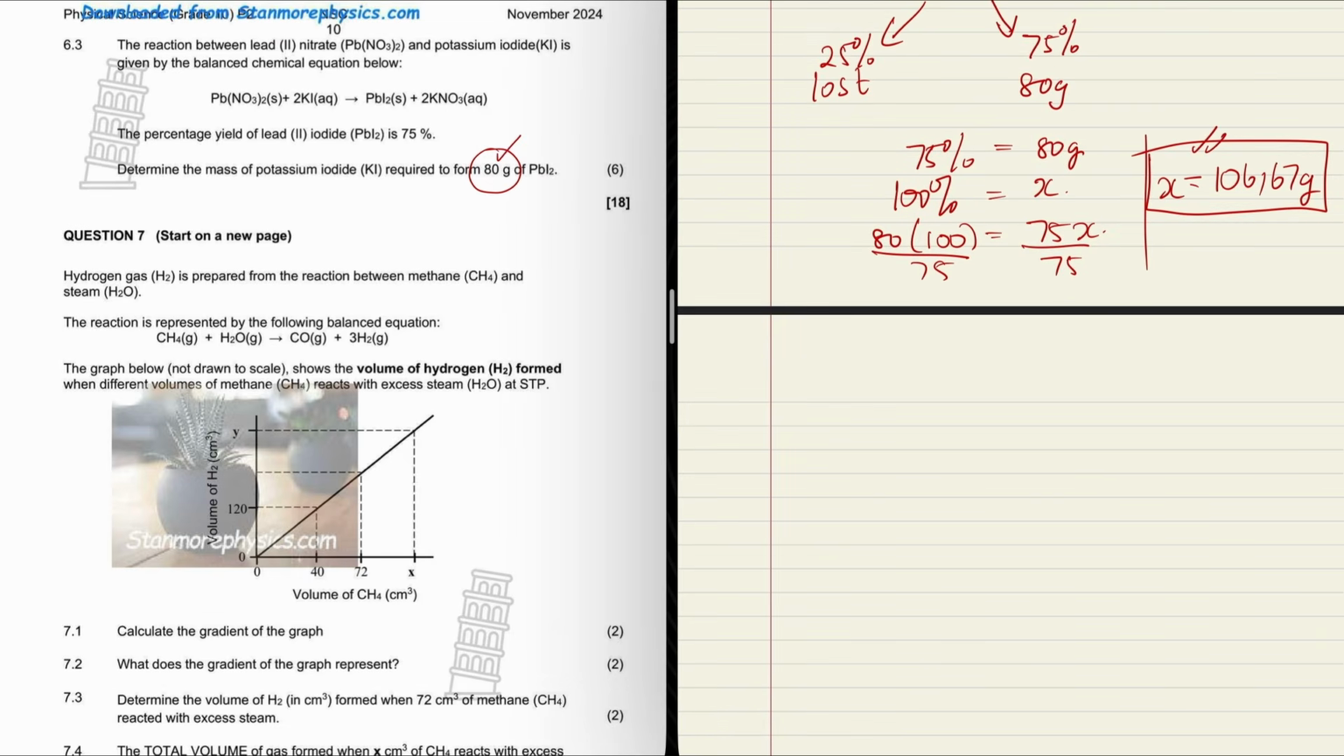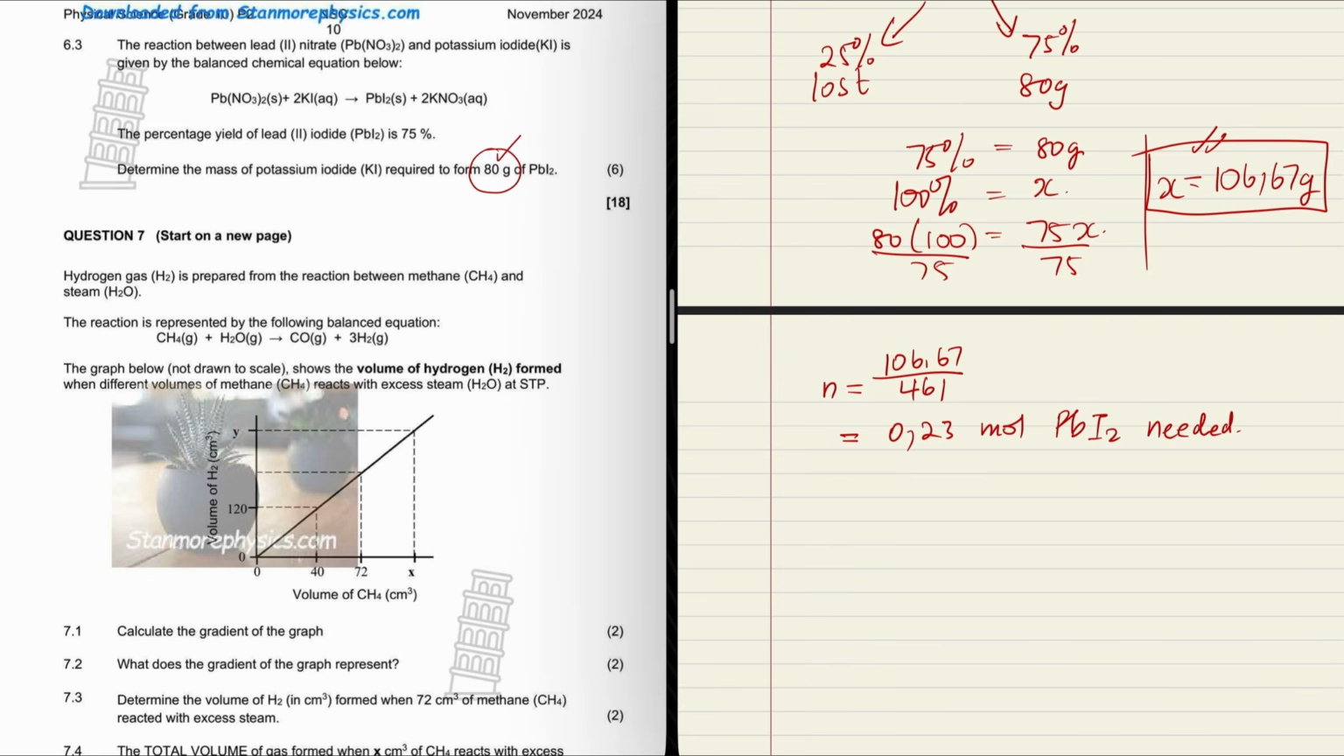So how many moles does this equate to? So we'll say the number of moles of this is going to equal the mass divided by the molar mass. So 106,67, and then the molar mass of PbI2 we get from the periodic table, right? And that's going to equal 461. So that's going to equal 0,23 moles of PbI2 that's needed.